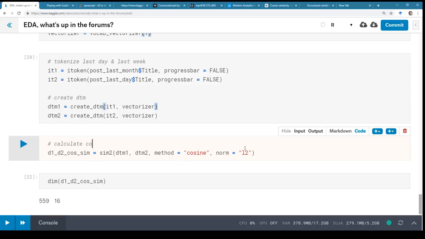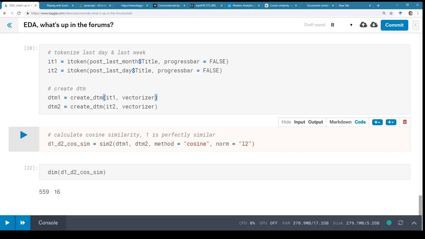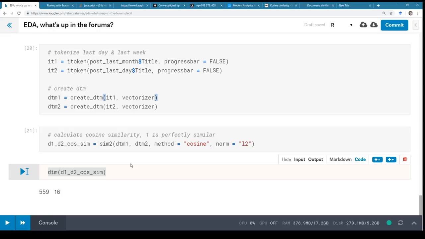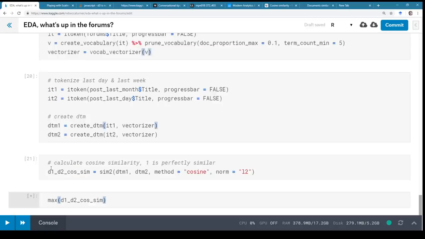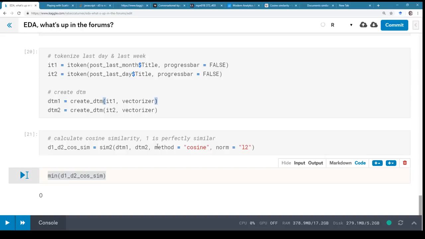Cosine similarity 1 is perfectly similar. All right, 1 is perfectly similar. Okay, so here we have a cosine similarity measure, and oh wow, it is after 5. I'm going to wrap up and see if I can find some dissimilar words. So the max is 1, which means something is completely similar, and the minimum is 0, so something is completely dissimilar.